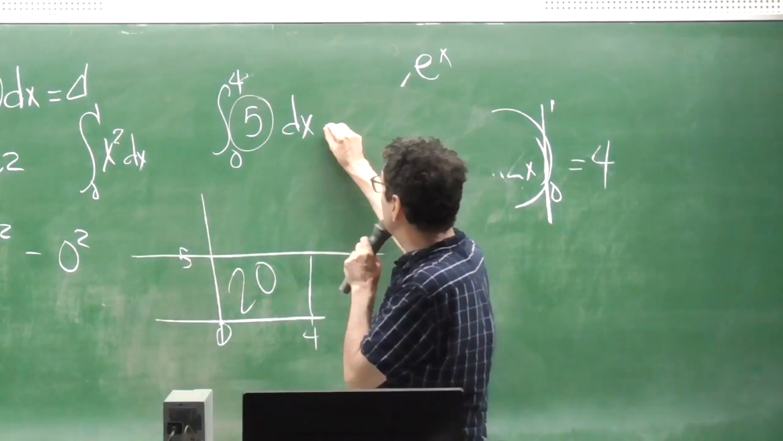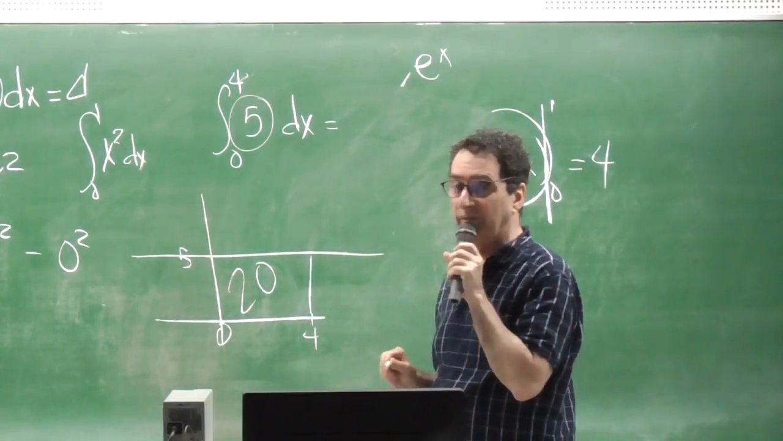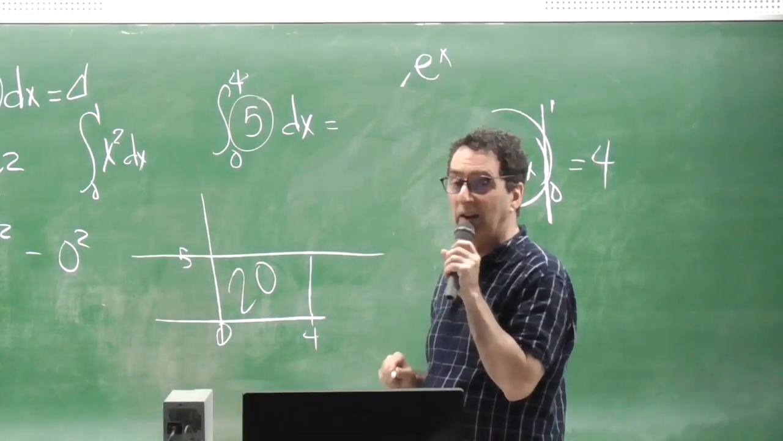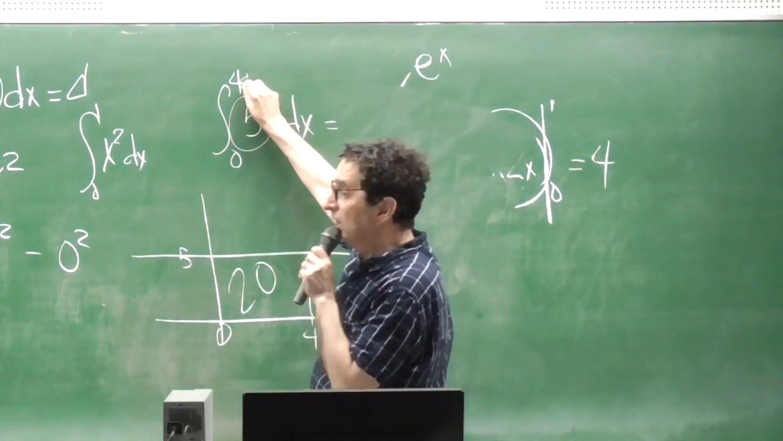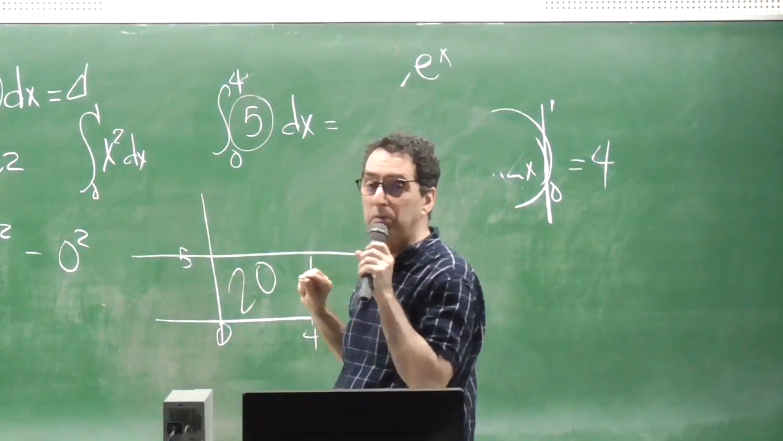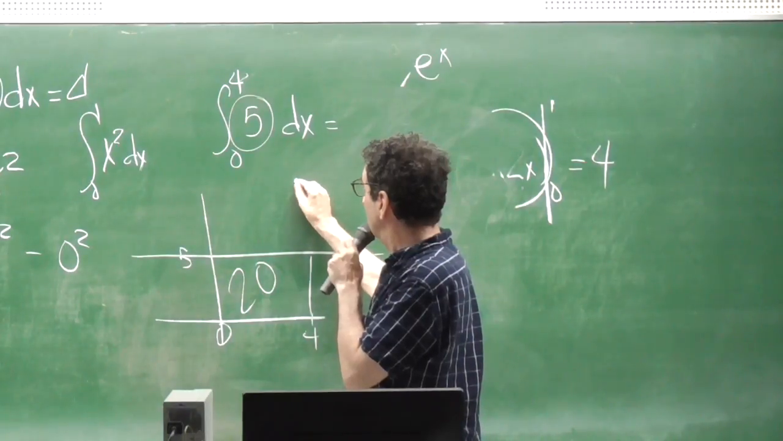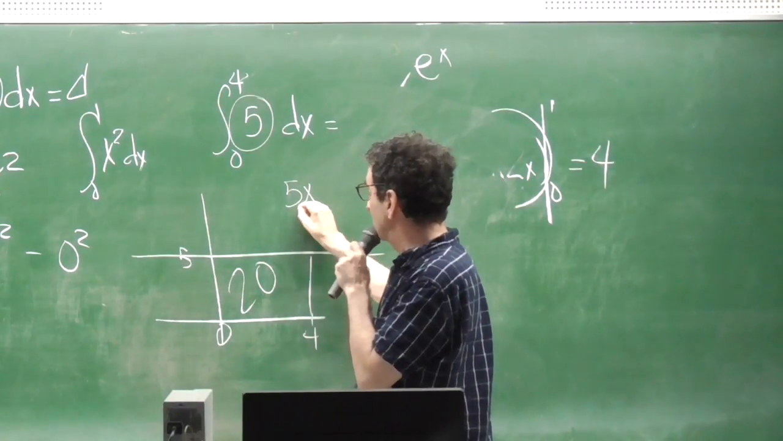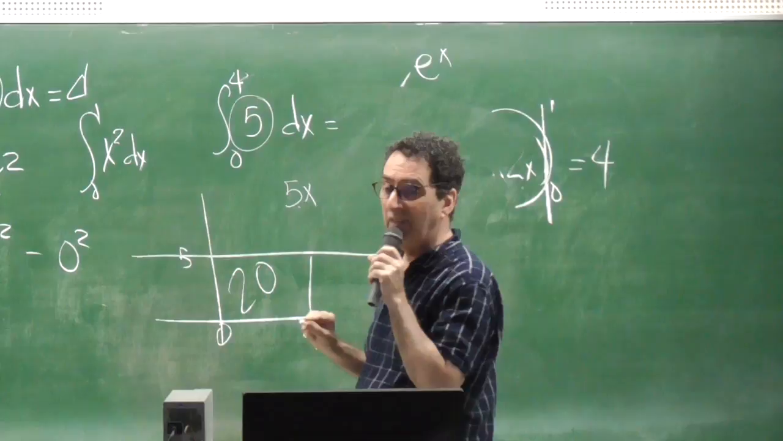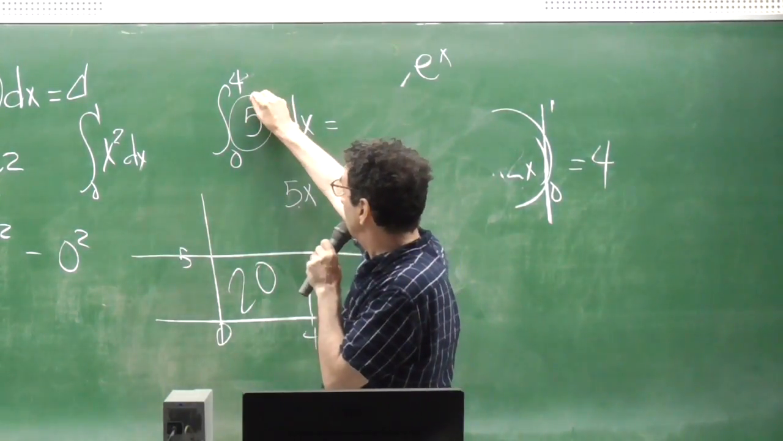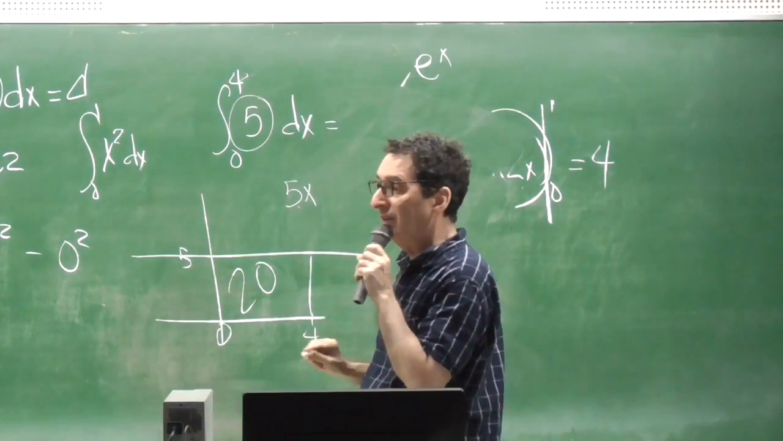So to do it according to the rule, what do we do? We have to find the antiderivative, and then we put in 4, and we put in 0, and we subtract them. So what is the antiderivative? 5x, right? Because the derivative of this is 5, right? Okay? And we put in 4, we put in 0, and we subtract.